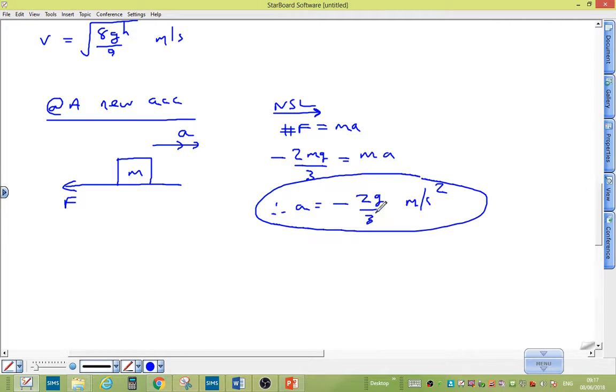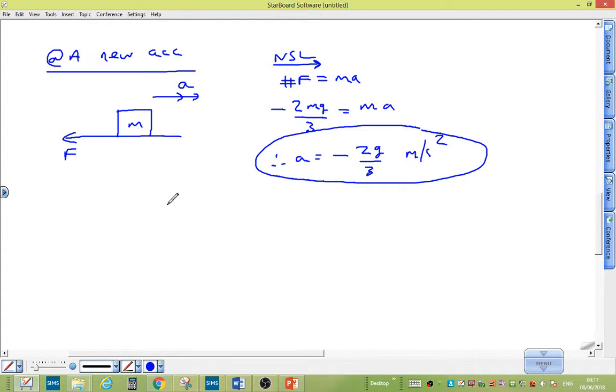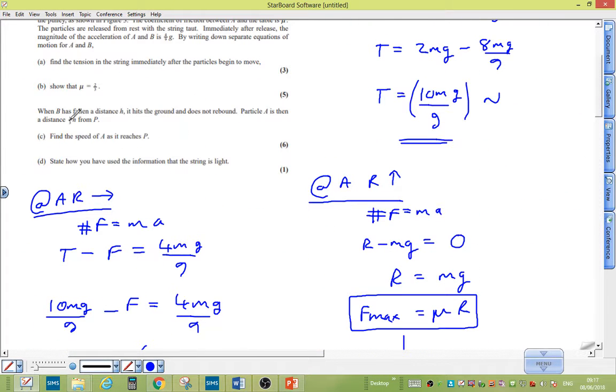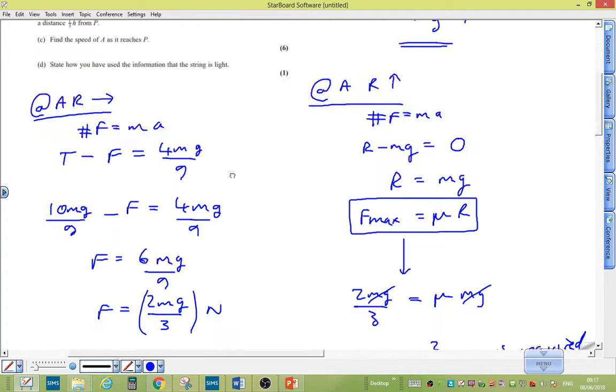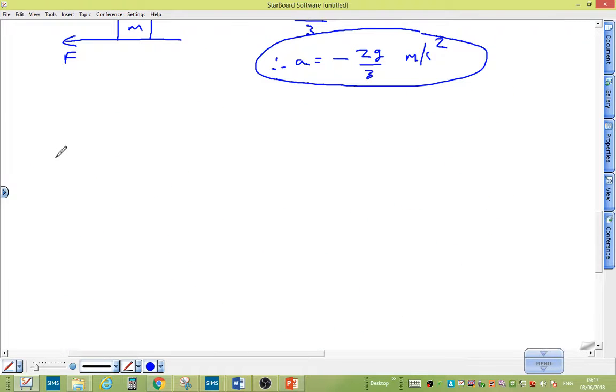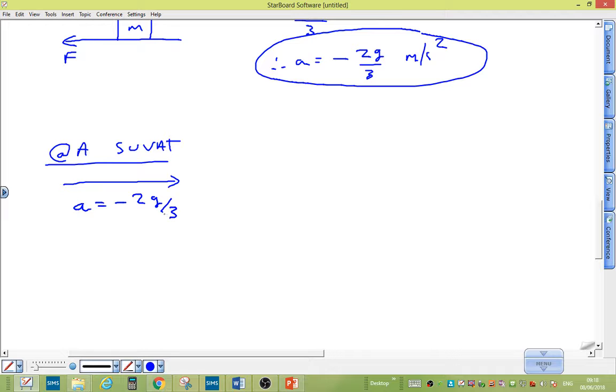Right, now we can use SUVAT. Okay, and it says in the question, when B has fallen a distance of h, hits the ground and does not rebound, particle A is then a distance of a third h. So it's only now got a third h to travel. So we're going to use SUVAT. So at A, SUVAT. Okay, so we want to know what speed it hits P at. So we're going to say it is positive in that direction, and in that direction a is negative 2g over 3. So be careful with these signs.